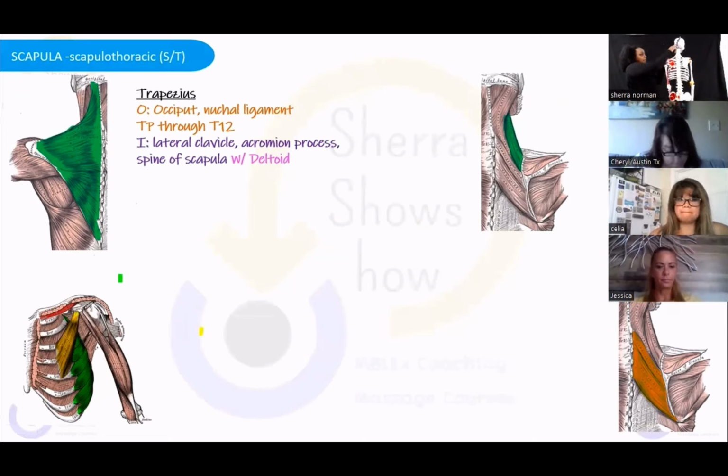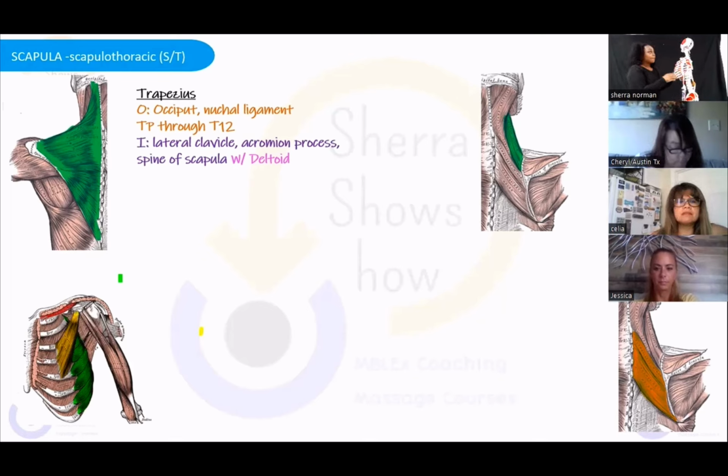Trapezius originates on the occiput, runs all the way down through T12, runs through the whole thoracic spine, attaches to the ligamentum nuchae, okay? So the ligamentum nuchae is a ligament that extends the spinous processes of the spine, and it creates like a connective tissue for muscles to attach to.